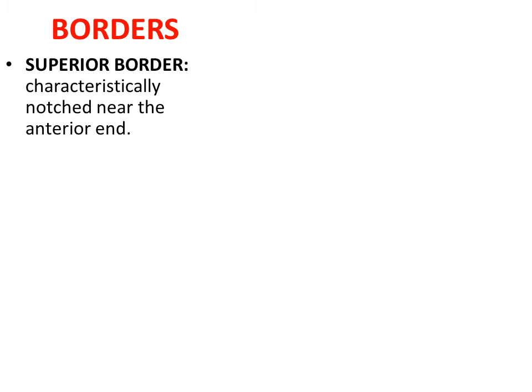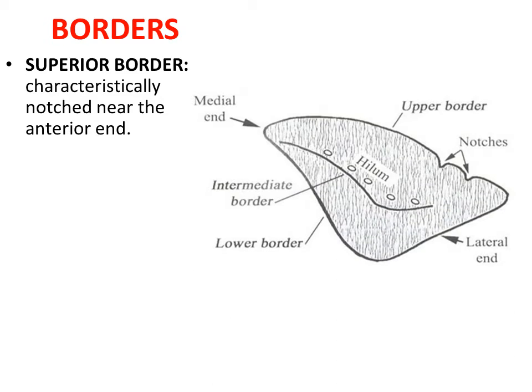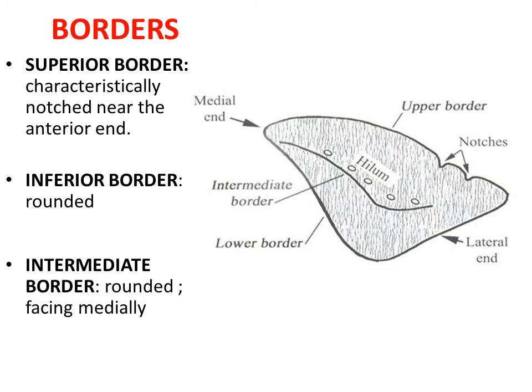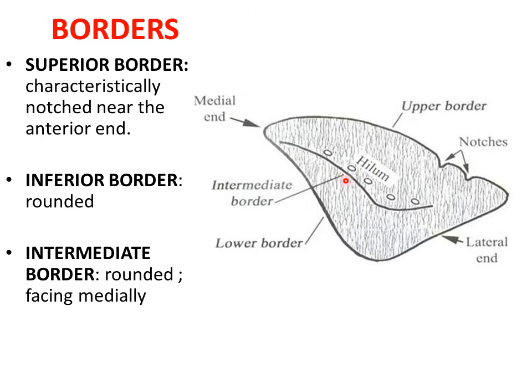Now the borders of spleen. First is the superior border, which is characteristically notched near the anterior end. And for this I have taken a very simple diagram to explain all these borders. This is the upper or superior border, right? It is characteristically notched near the anterior end. You can see these notches, right? Second is the inferior border, which is rounded, this one. And third is the intermediate border, which is also rounded and facing medially, or you can say it is directed to the right. This is the intermediate border.